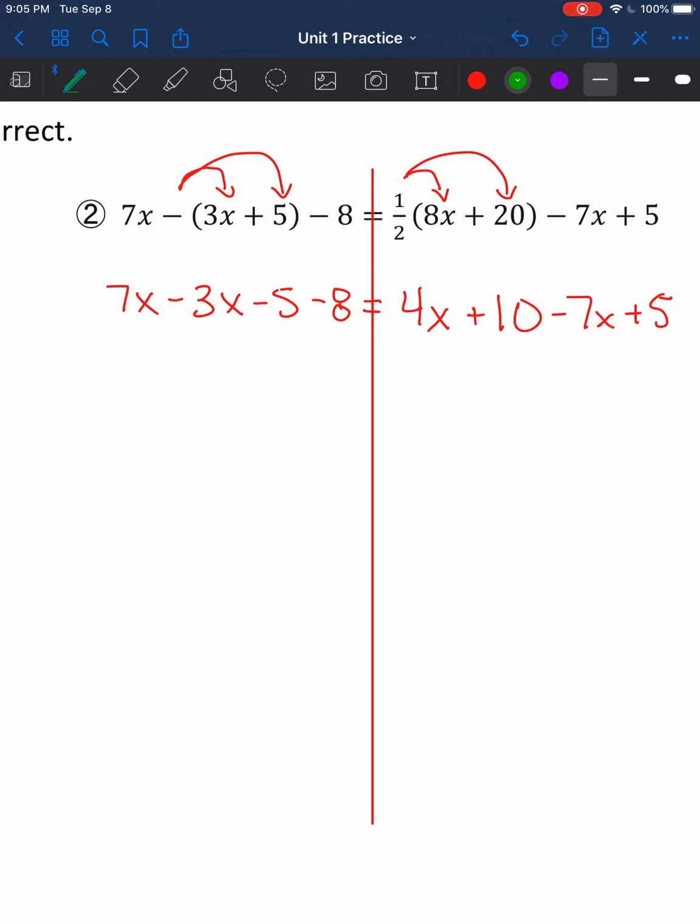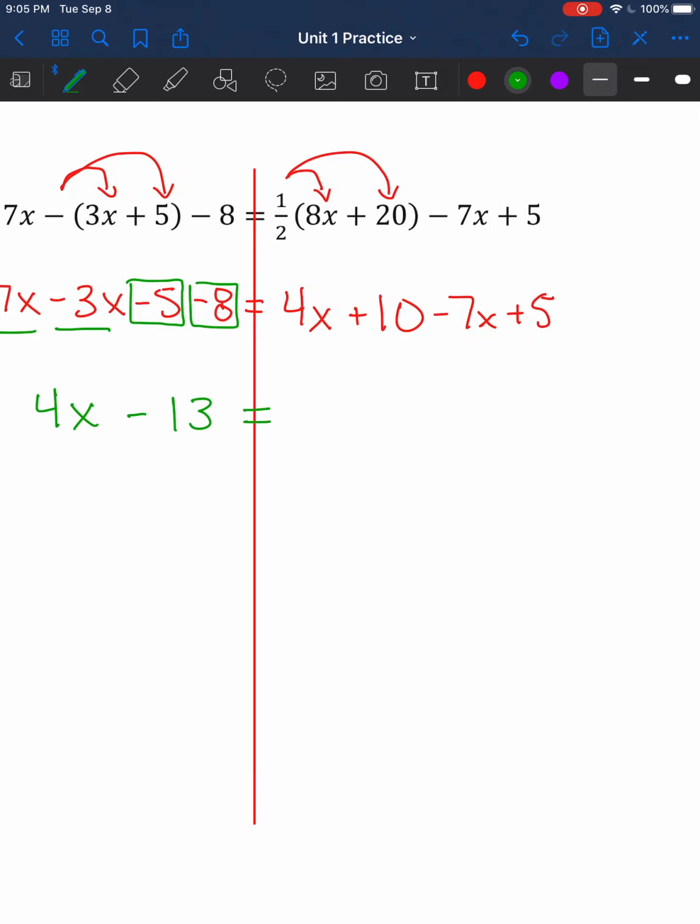Next, we're going to combine like terms. 7x minus 3x is 4x, and -5 and -8 make -13. 4x and -7x make -3x, and 10 and 5 make 15.